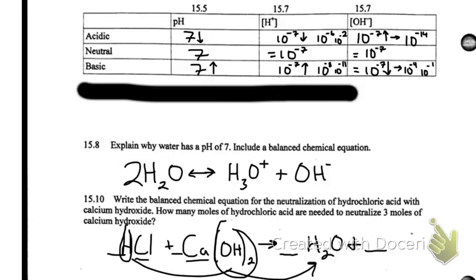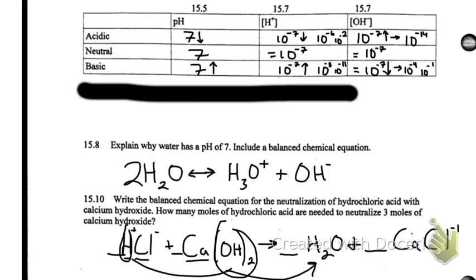Then finally, we need to figure out what salt we have. Well, we have Ca and Cl left over. We need to figure out Cl's charge. Hydrogen is always plus 1, since it's bonded to just one chlorine, so Cl must be minus 1. So we put a minus 1 by Cl.